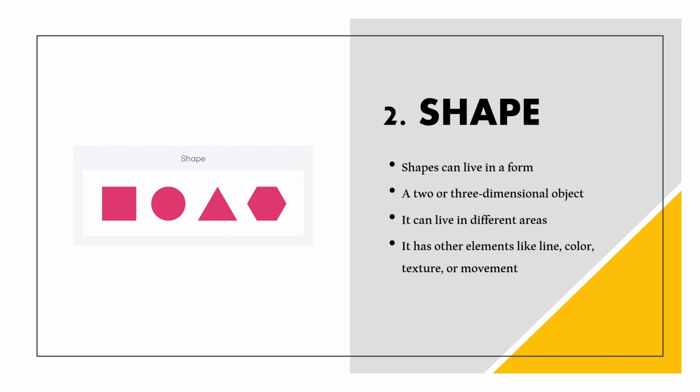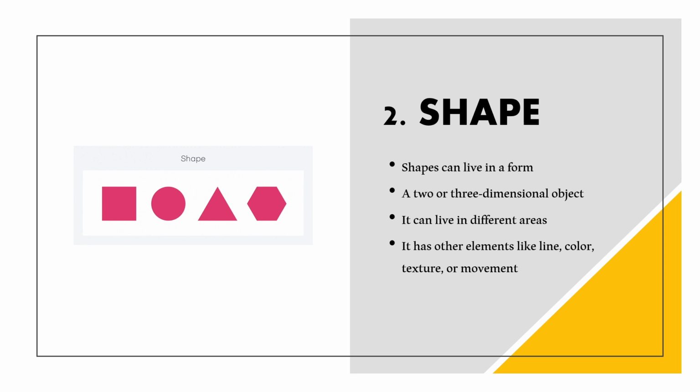Next is shape. What is shape? Now, all objects are composed of shapes, and all elements of design are shapes in some way. So shapes can live in a form. An example would be a button on a website. It's a shape that's living inside the computer, which is the form.